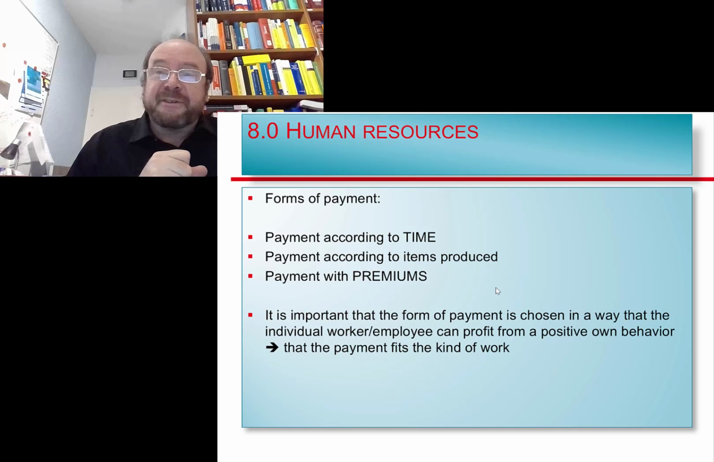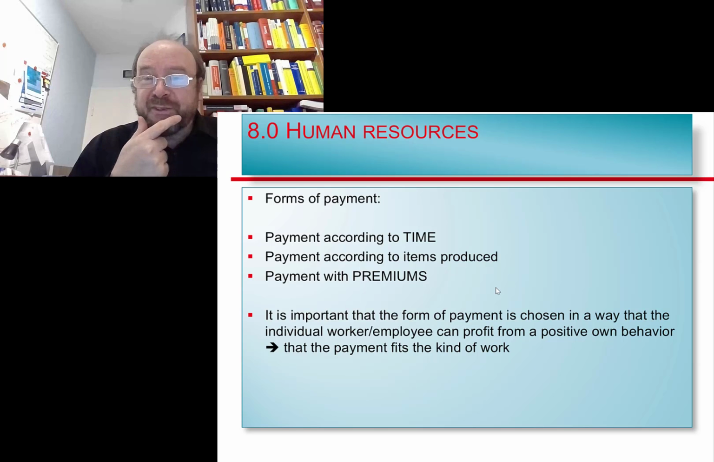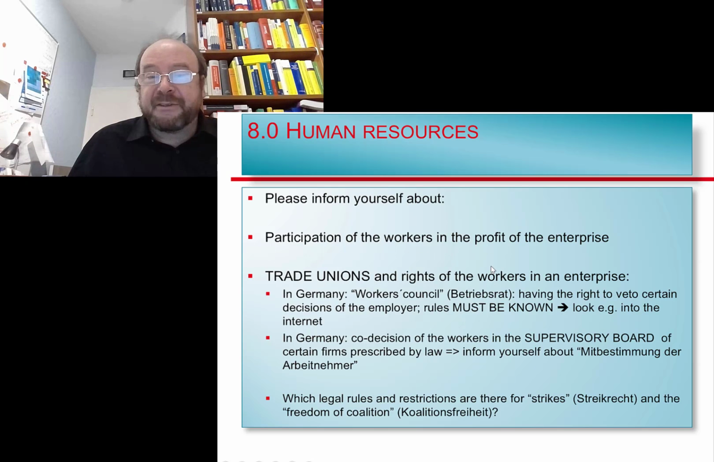If, for example, you pay a lawyer according to the lawsuits he has to deal with, that lawyer will try to involve you in more and more lawsuits. That is not what you wanted. So a lawyer, if you employ him or her, will probably best be paid on time. And also there you can go much into details, and there are many interesting things to find out.